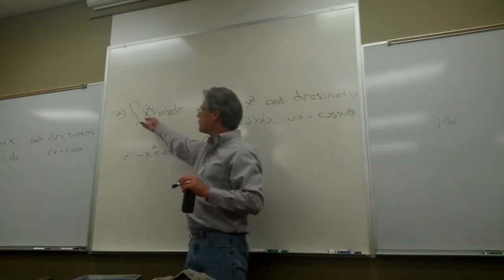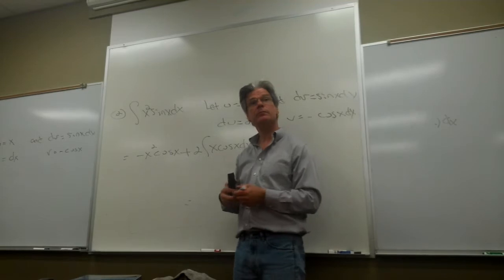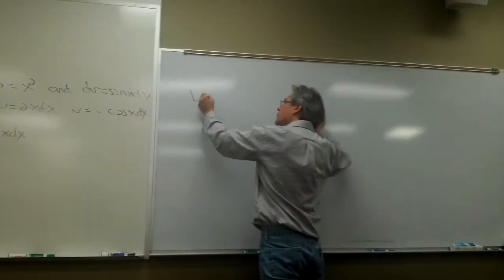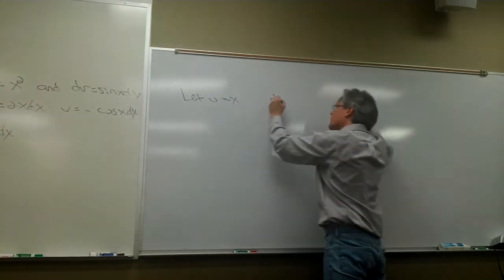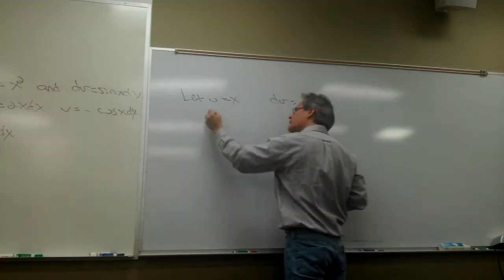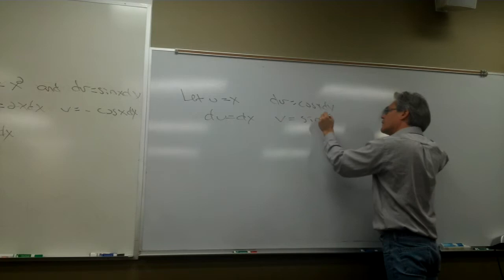It's just that maybe now I can do another one. Do it again. Yeah. And I'm applying integration by parts again. Here's my new u. I'll let u be equal to x, and dv be equal to everything else. But that implies du is equal to dx, and it also implies that v is equal to the sine of x.